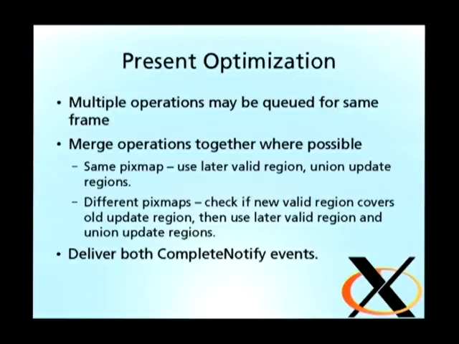So here I can queue multiple operations, and I automatically get an optimization in the server where I can throw away old operations and just use the new one. Of course, I don't throw that away entirely. I save enough of it around so that I can deliver both complete notify events, so the application can't tell that I did any optimizations. This optimization is good for a significant performance boost in GLX gears. It takes my GLX gears in a tiny little window from 3,400 FPS to 5,400 FPS. And we all know that GLX gears is... Thank you. It does show that it's effective, though, so that's kind of nice.